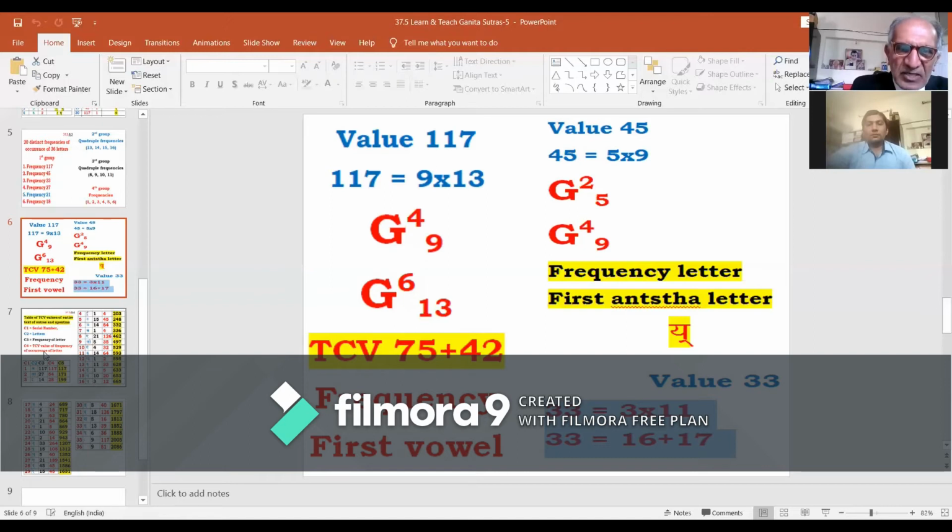We have also visited in the previous session that the value 117 is parallel with the TC value 75 plus 42 of Ganita Sutra 1 and Ganita Upsutra 1. And now, blissfully, this frequency 117 is of the first vowel. First vowel occurs 117 times in the entire text of 519 letters of 16 sutras and 13 Upsutras.